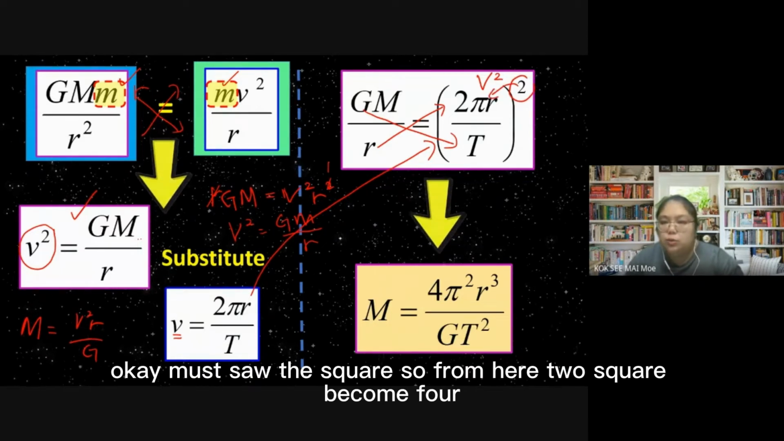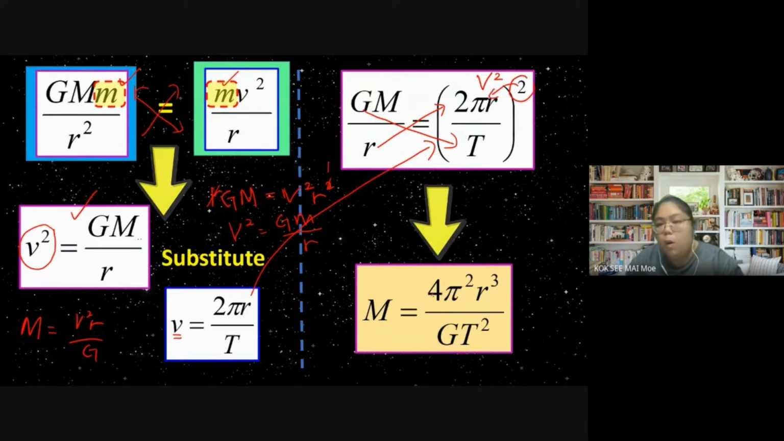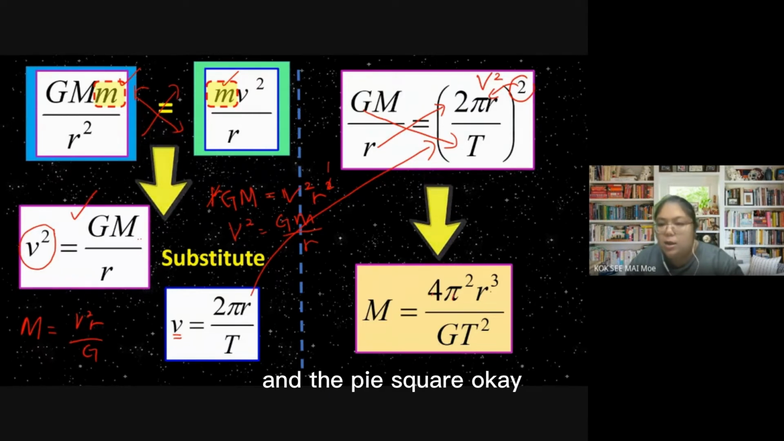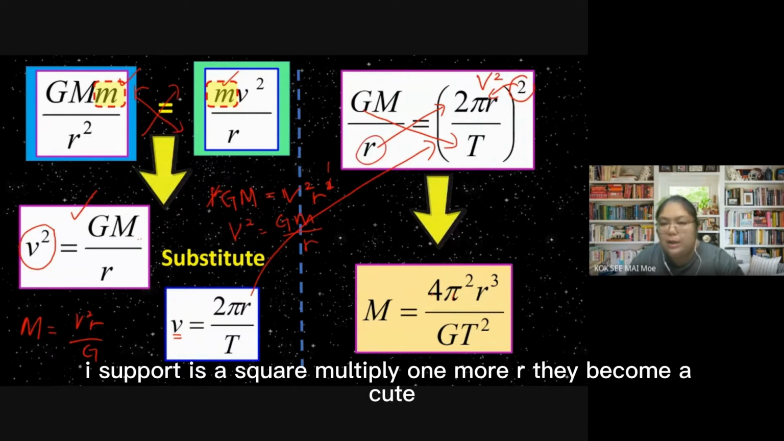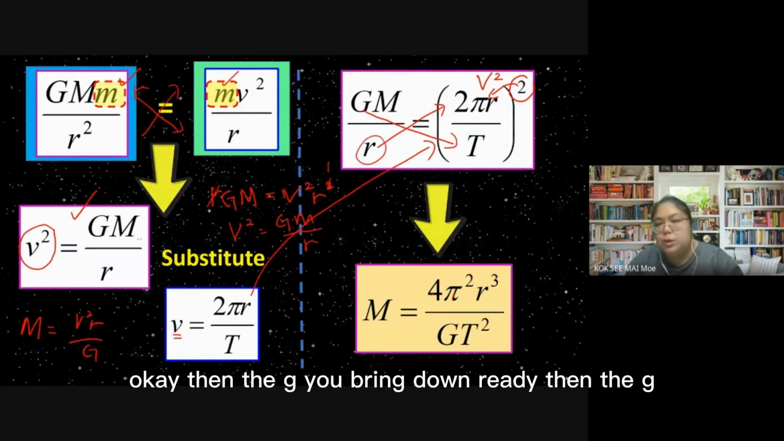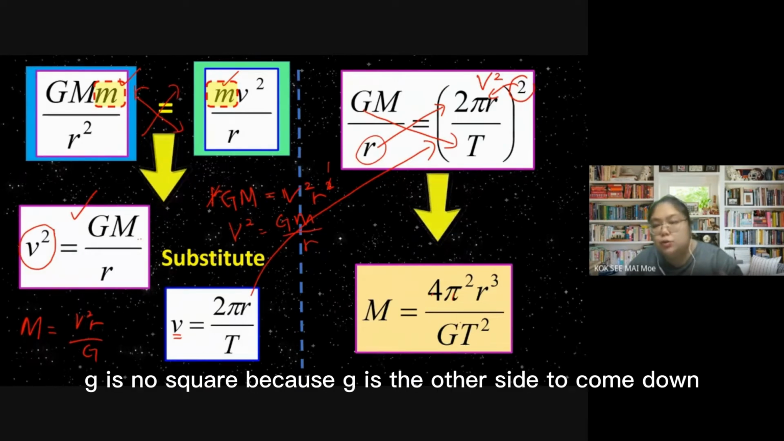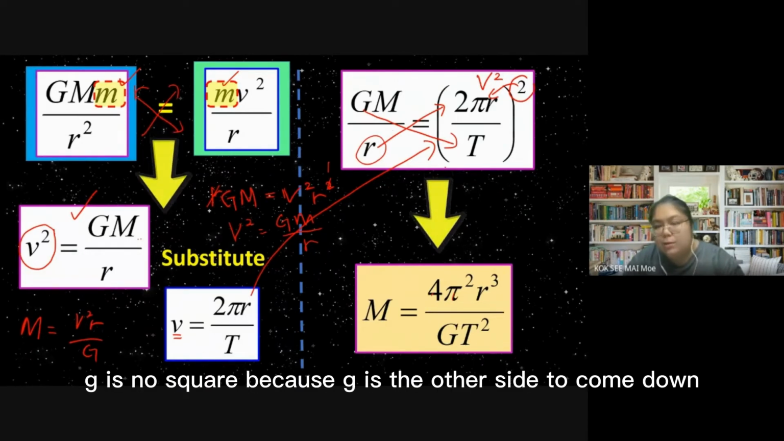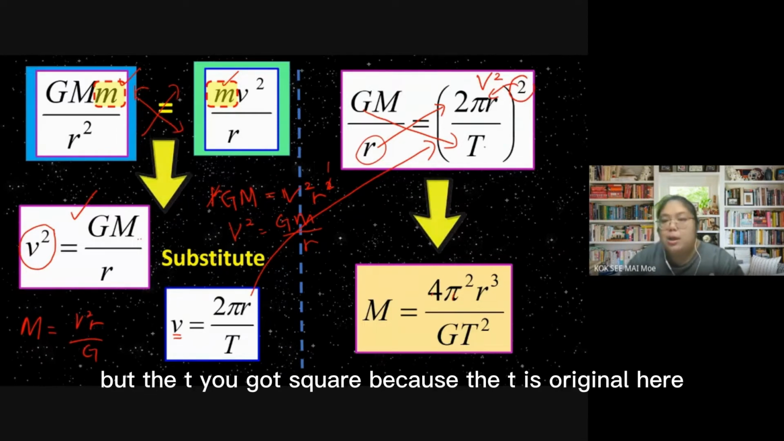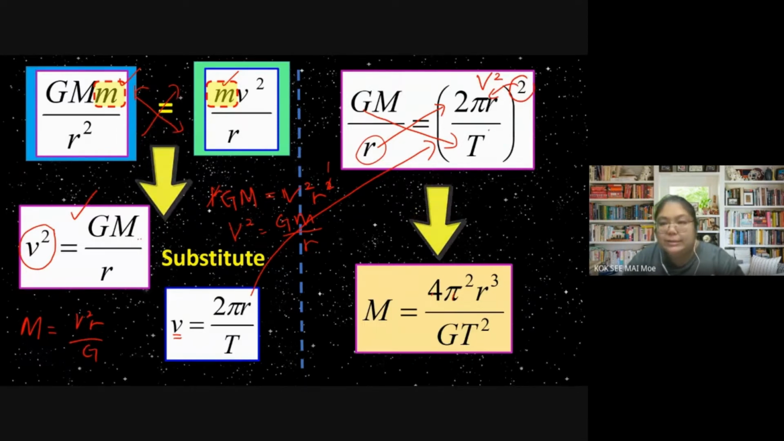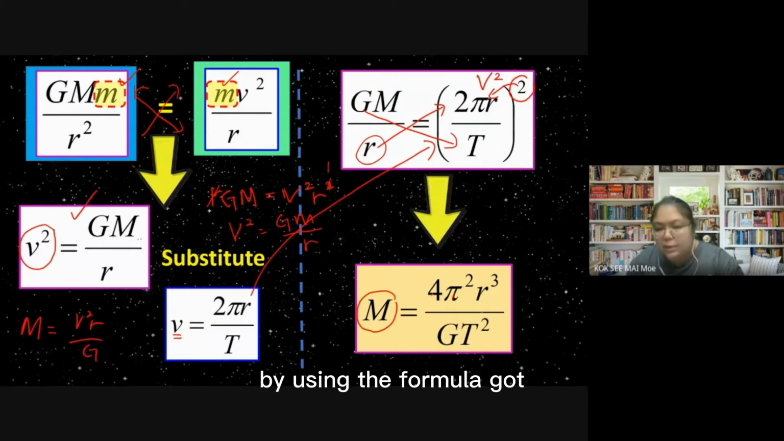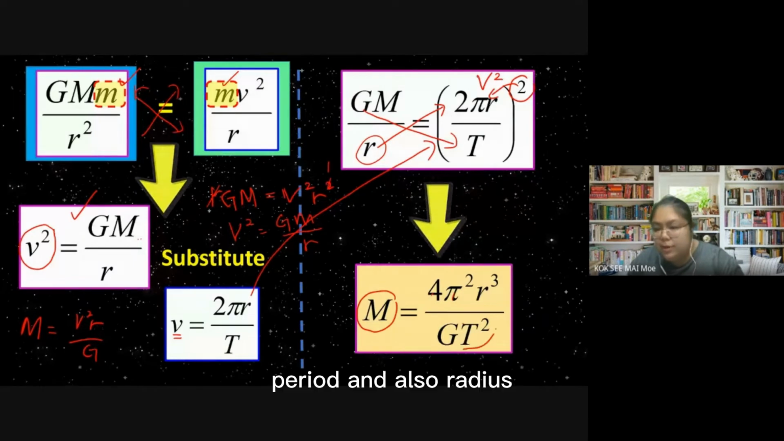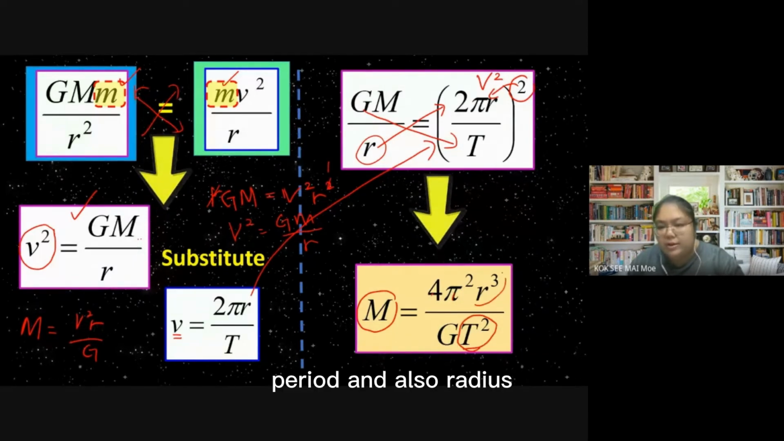So from here, 2 squared becomes 4. Then the pi squared. Okay, r is supposed to be squared, multiply one more r, they become r cubed. Then the G you bring down already. The G is not squared because G is on the other side, coming down. But the t you square because the t is originally here. So finally, you can find the mass of the Earth by using the formula with the period and also the radius.